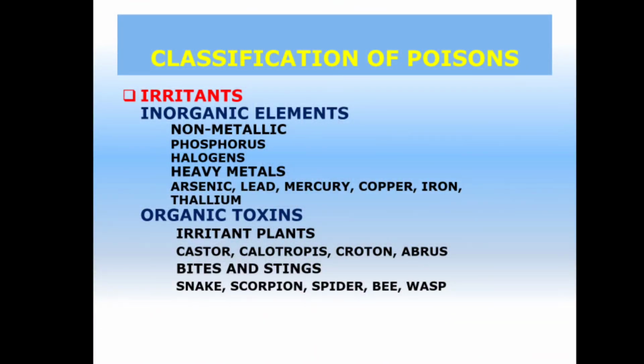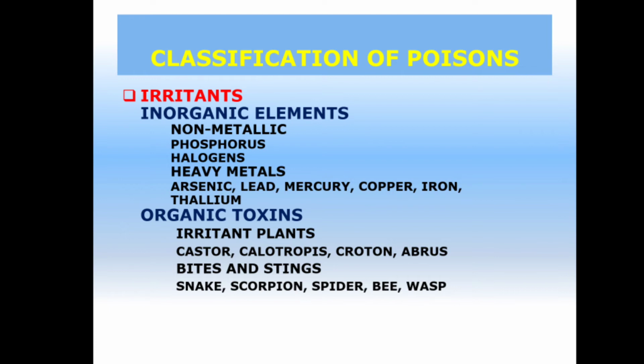Irritants. Irritant poisons again may be inorganic, which may be in the form of inorganic elements that are non-metallic in nature, like phosphorus, or halogens like chlorine, bromine, etc. Or it can be metallic irritants, what we call heavy metals: arsenic, lead, mercury, copper, iron, thallium. There are so many, but these are the most important.